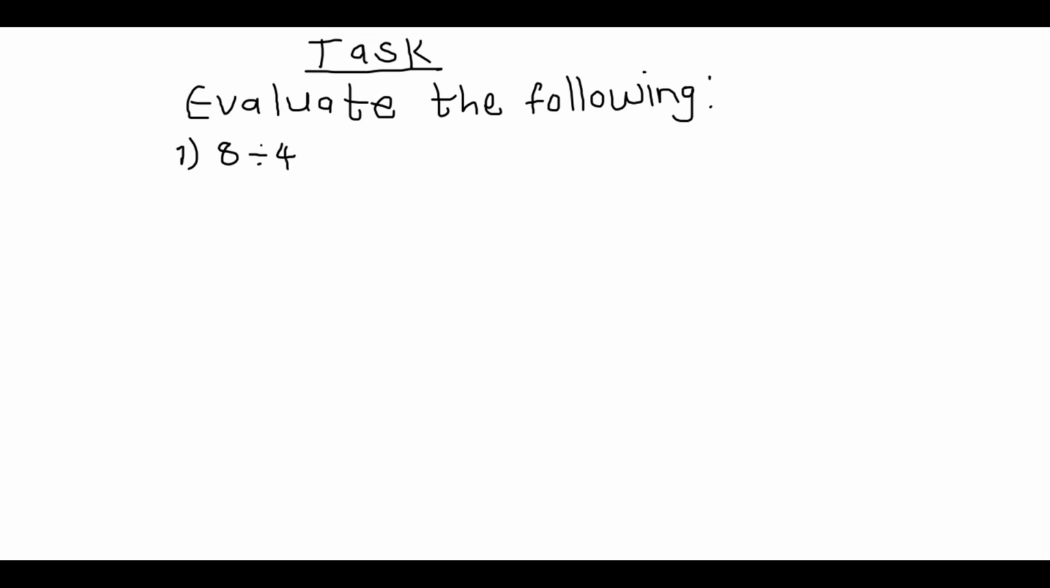8 divided by 4, and then plus 2 divided by 2. That's the first question. Second question, we have negative 5 multiplied by 3, and then plus 6. That's what we have. So these are the two questions. You can pause the video, try to answer them, and then check out the solutions.